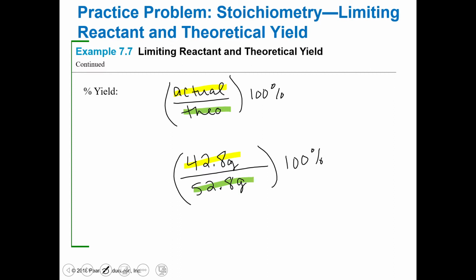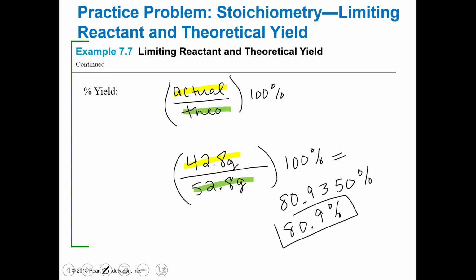So I'm going to go ahead and calculate that. 42.8 divided by the second answer times 100%. And that equals 80.9350%. So to maintain our sig figs, it's just going to be 80.9%. And that's it. That's the easiest part of this, actual over theoretical.